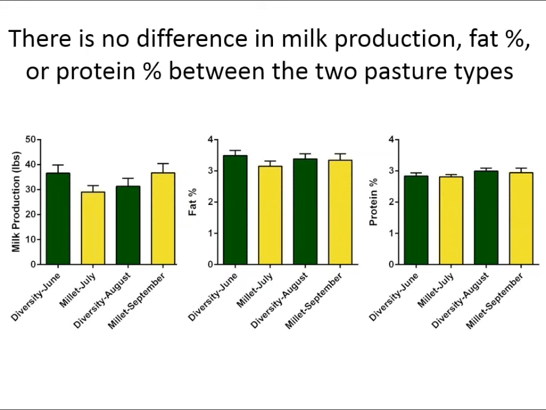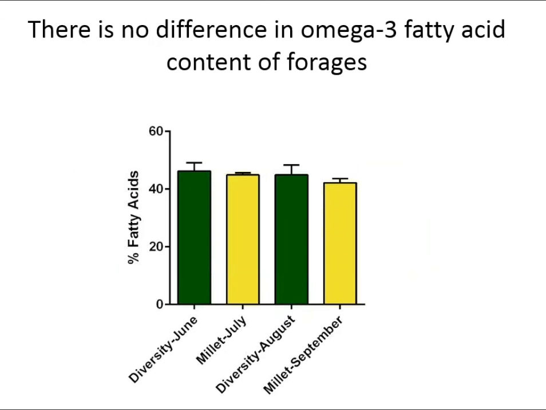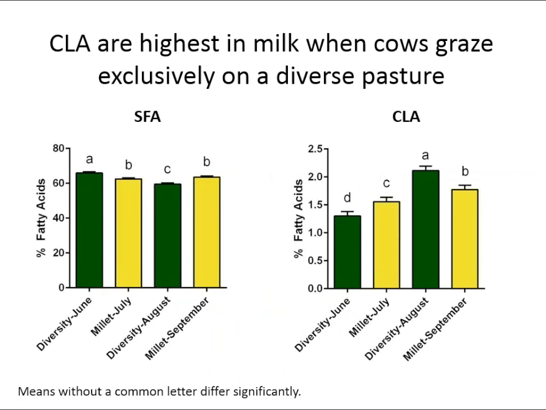Fat percent, again, no difference between the millet and the diverse pasture. It was right above 3% for the whole grazing season, and same thing with protein percentage. No difference between the two forage types, right around 3% throughout the months. Now we're going to go into forage fatty acid contents. So we looked at the omega-3 fatty acid content of these forages, and there is no difference between the omega-3s supplied by either the diverse pasture or the millet. So going in, they had an equal amount of omega-3s available for milk fat synthesis.